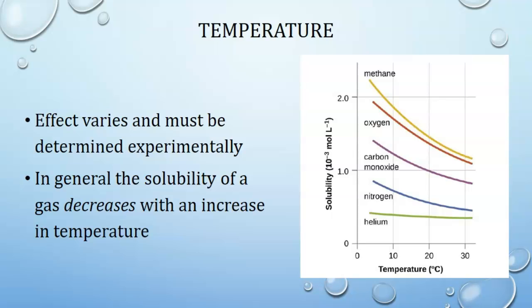Now for gases, the opposite is true. Most gases exhibit a decrease in solubility with an increase in temperature. And this is important for animals that live in water, like fish. Fish breathe oxygen that's dissolved in the water. So if the water gets too warm, the amount of dissolved oxygen will go down and the fish will suffocate. There won't be enough oxygen in the water for them to survive.